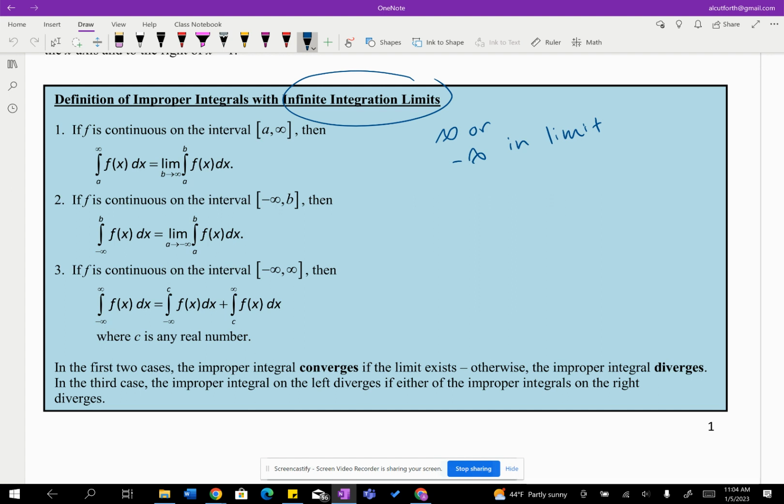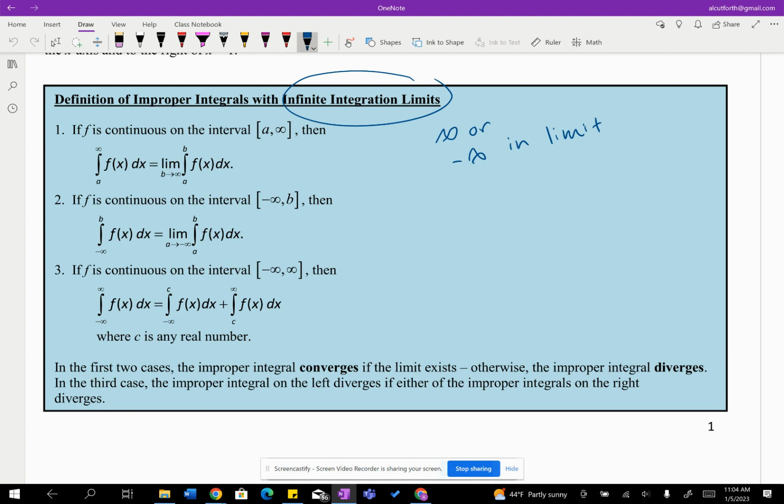So this is what we would want to do. If we have an infinite limit, like in the top, we would replace that with a letter. It doesn't really matter. And then we would just take the limit as b, whatever that letter is, approaches infinity. And we would treat this like we usually would. Okay? If we have a limit in the bottom like negative infinity, just replace it with a letter. Take that limit as a approaches negative infinity.